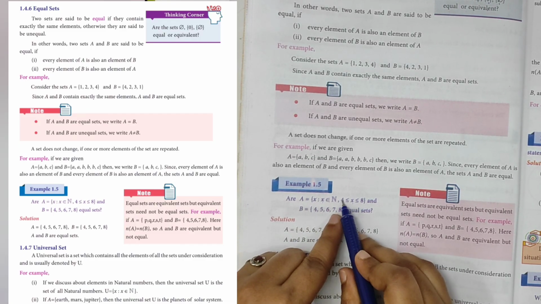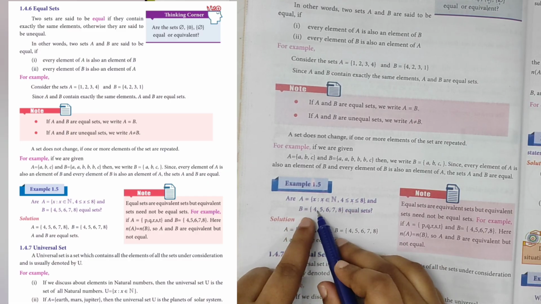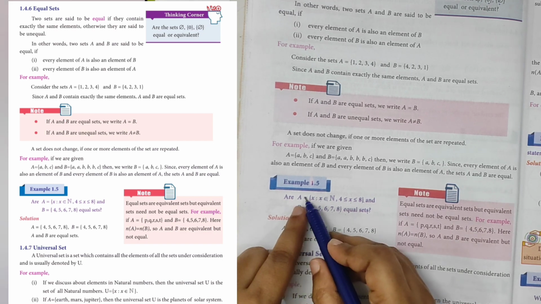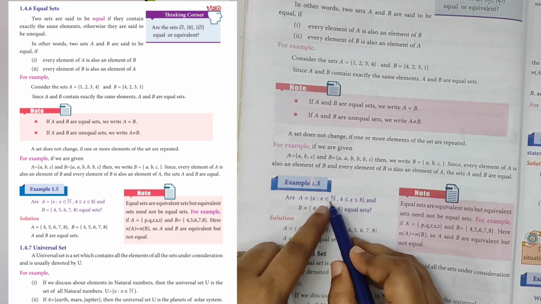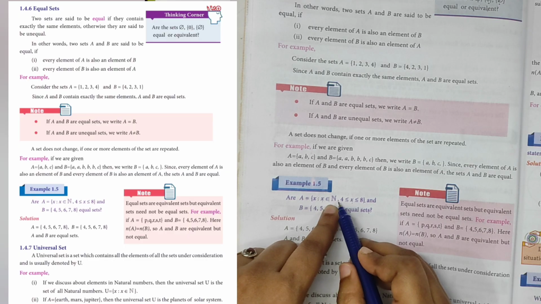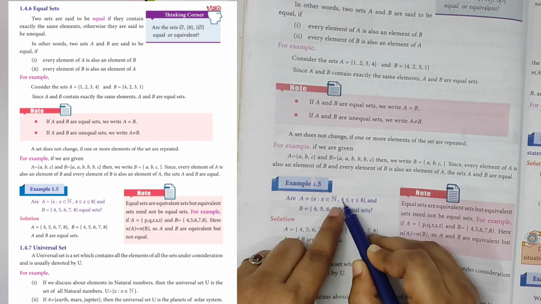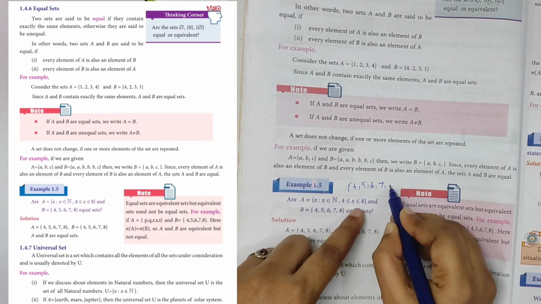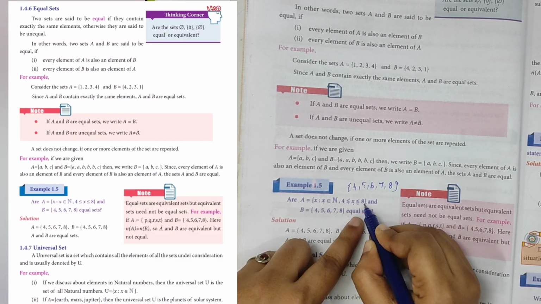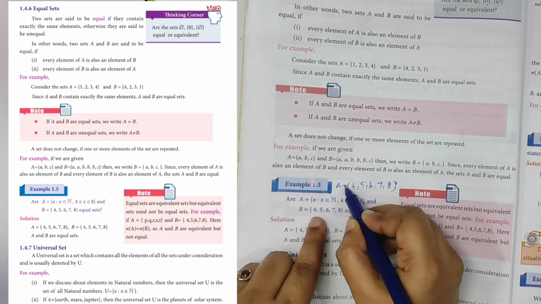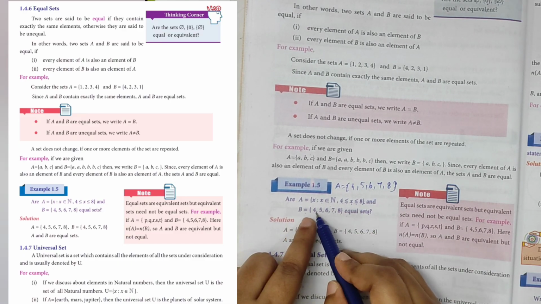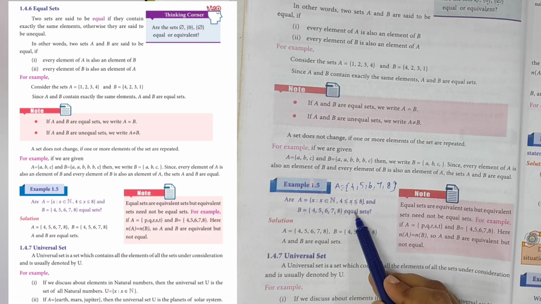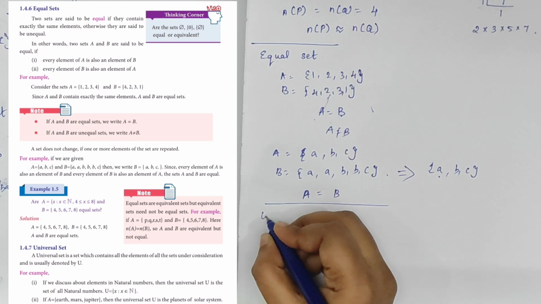Next, example 1.5. A is equal to {x such that x is an element of natural numbers, x is greater than or equal to 4, less than or equal to 8}, and B is equal to {4, 5, 6, 7, 8}. We have to check whether it is an equal set or not. So let's find the value of A. x is an element of natural numbers. So natural numbers start from 1. They said that x is greater than or equal to 4. So we have to start from 4: 4, 5, 6, 7. We have to end it with 8 because it is less than or equal to 8. So the elements for set A are 4, 5, 6, 7, 8 and for set B are 4, 5, 6, 7, 8. So set A is equal to set B. So they are equal sets. Understood? So next we are going to see about universal set.